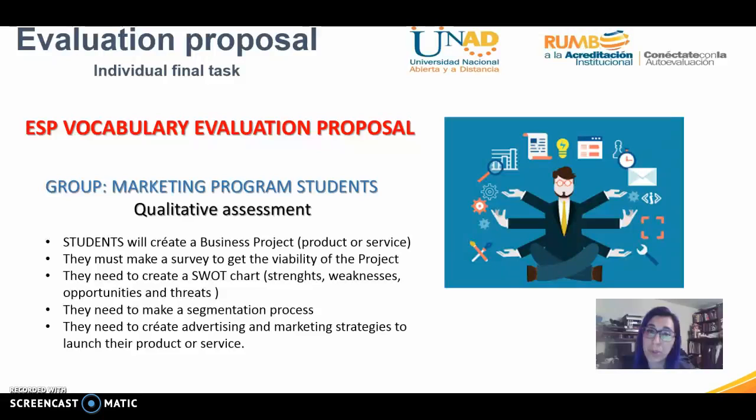They need to make a segmentation process because, in this case, I am taking marketing students, who already know how to segment a population because they have it in their specific classes. So I want to relate these specific classes, the cross-curriculum part, including English this time. They can describe how they collect information and how they segment the population they are offering the product to. They need to create, of course, the advertising and marketing strategies to launch their product or their service. So they need to use a lot of vocabulary related to marketing.